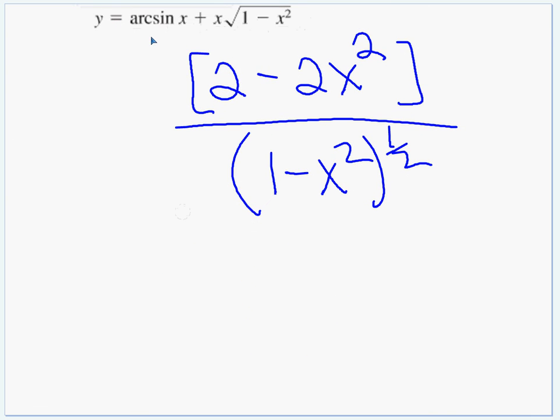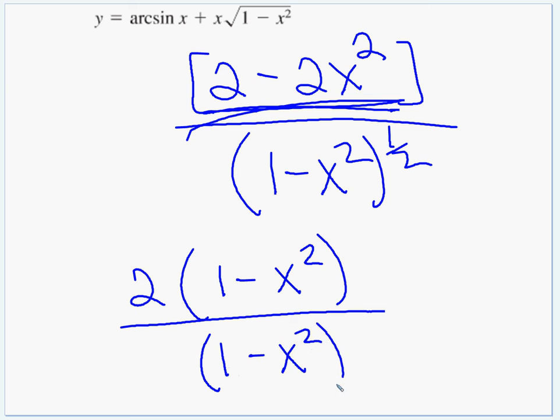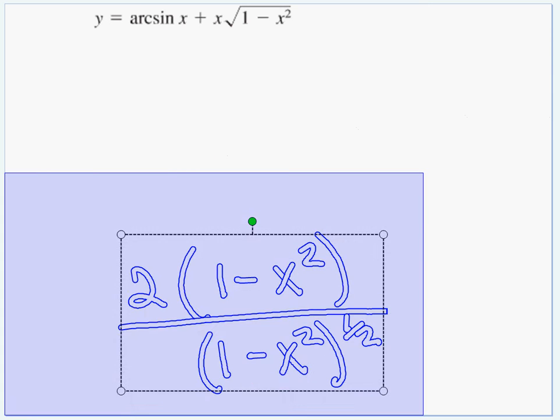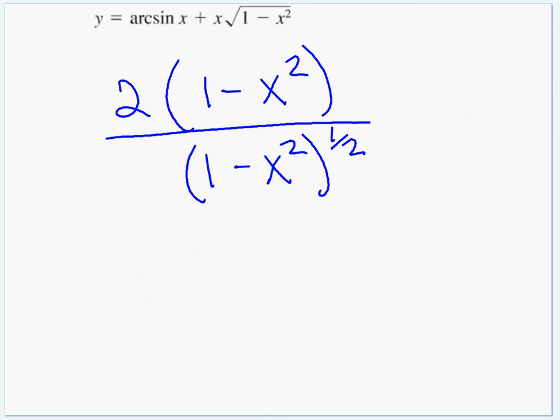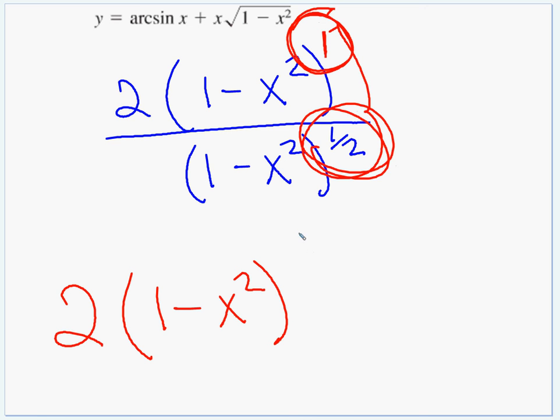More algebra. What can we factor out of the numerator here? A 2. So if we pull out a 2, we get a 1 minus x squared. Our denominator, 1 minus x squared to the half power. It looks like we are now dividing the same base. Up top, this implied exponent would be first power. So when we simplify this, we're going to have a 2, and we know we're going to have a 1 minus x squared base, but what's our new exponent going to be? Subtract. 1 minus 1/2 is a half.